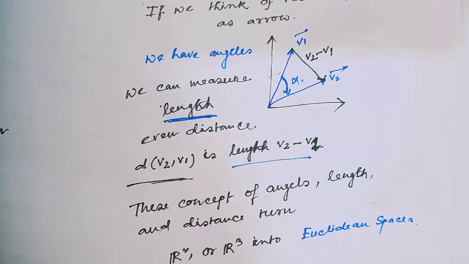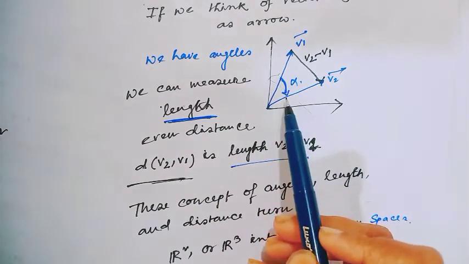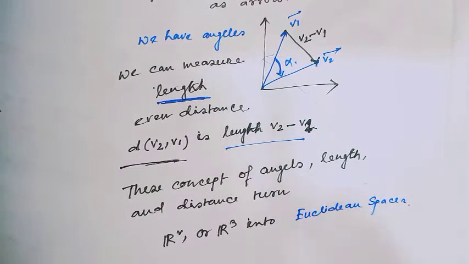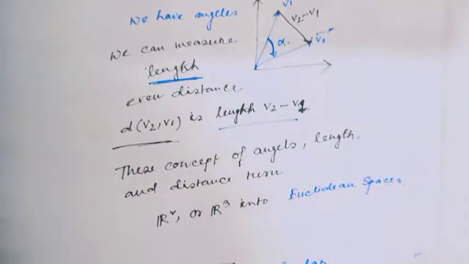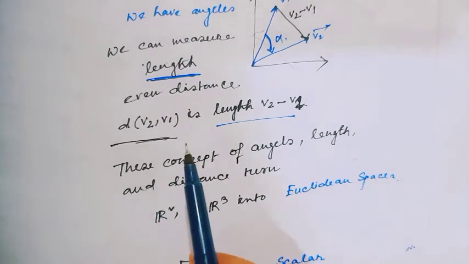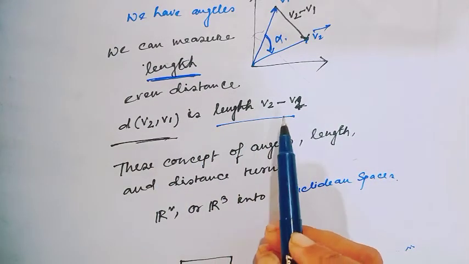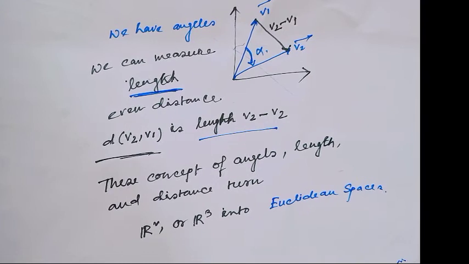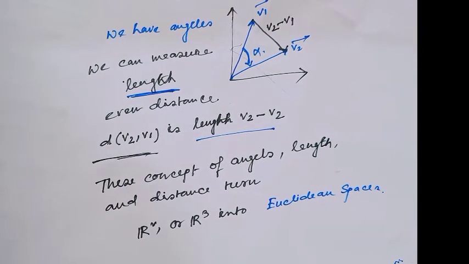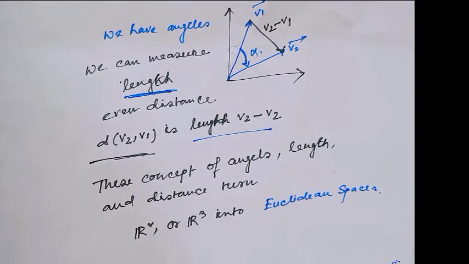Actually, inner product means the angle of two vectors, norm means the length of this vector, and metric space means the distance. This is the actual idea of these three spaces. At first I will say what the inner product is, then I will say norm and metric space.